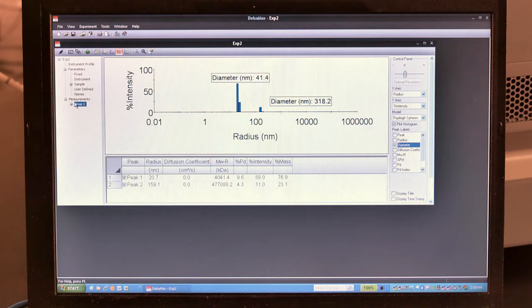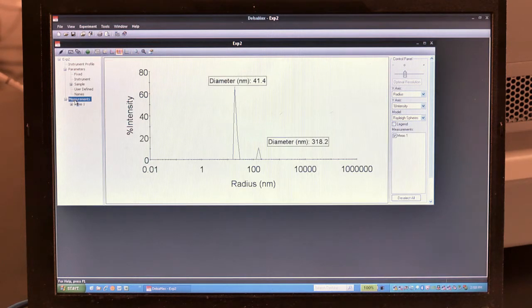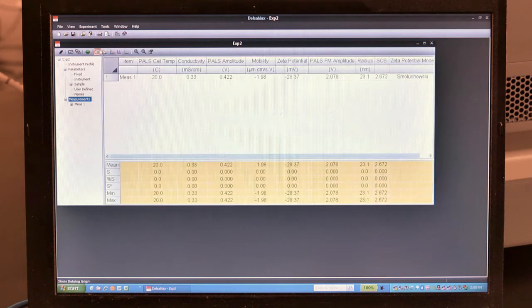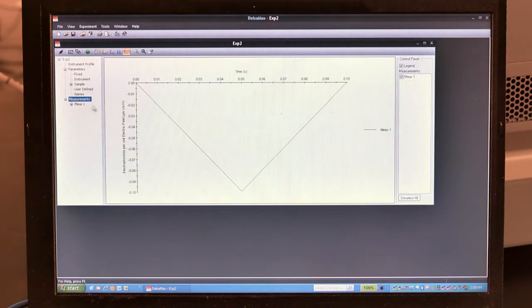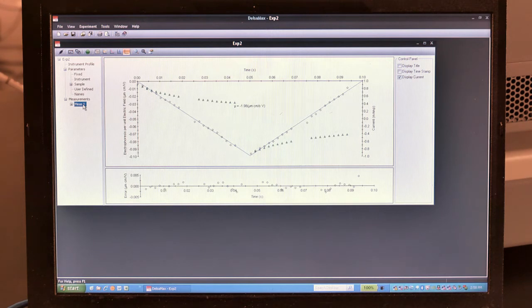At this point, we've analyzed our standards, both from a quantified standpoint on the measurement table up here. We've also viewed the correlation graph and the regularization graph. We can look at the mobility of the standards. By clicking here, we see the data points collected from 31 independent zeta potential detectors in the DelsaMax Pro.